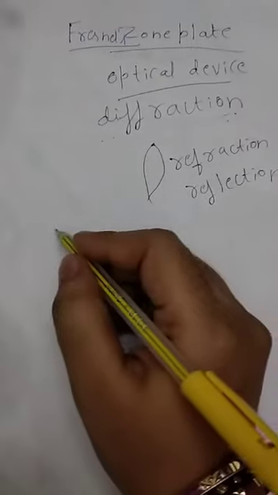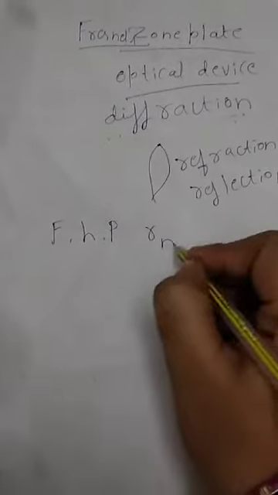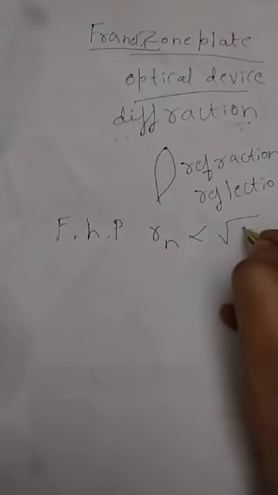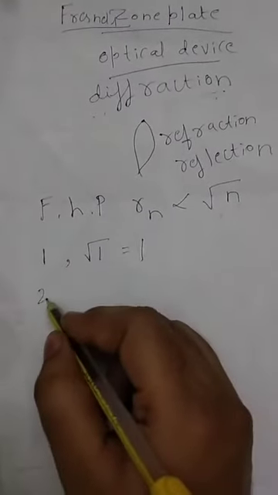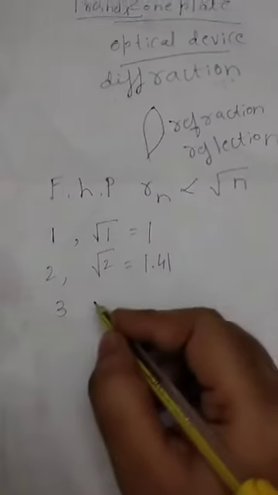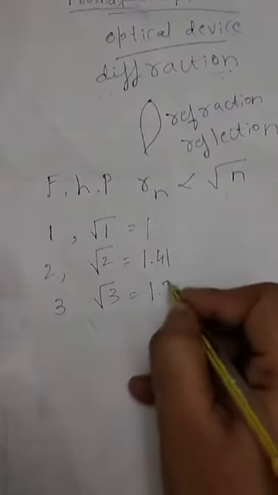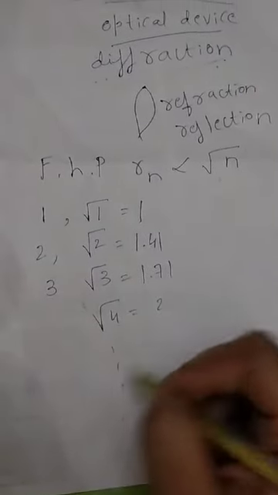So how to construct this Fresnel's zone plate? You already know that the radius of Fresnel's half period zones is proportional to the square root of natural numbers, correct? So for example, if I consider the first natural number 1, then root of 1 is 1, correct? Next, the second natural number 2, then root of 2 is something like 1.41 you will get, correct? And for 3, root of 3 is 1.71 you will get. Similarly, root of 4 will be 2, and you can go on like this.